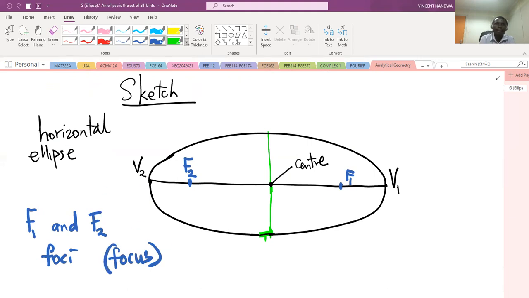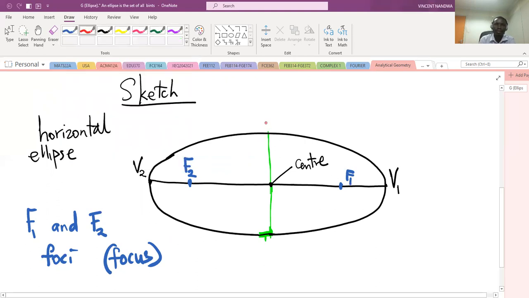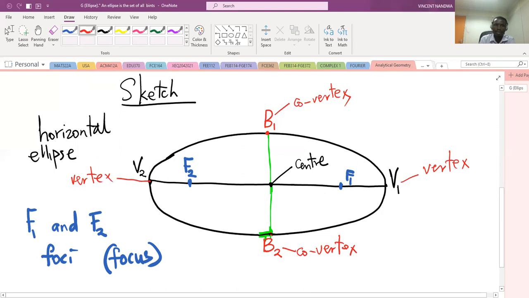And then this line, if you call this point B1 and this other point B2, then B1 is called a covertex. Similarly, this one is also called a covertex. This one is a vertex. This is also another vertex, this point here.